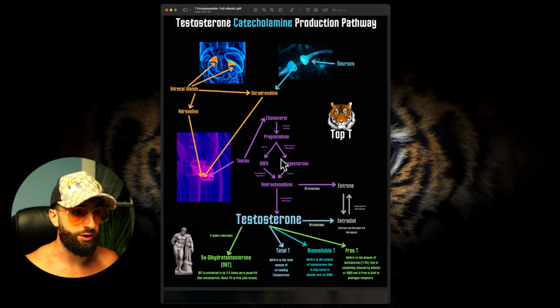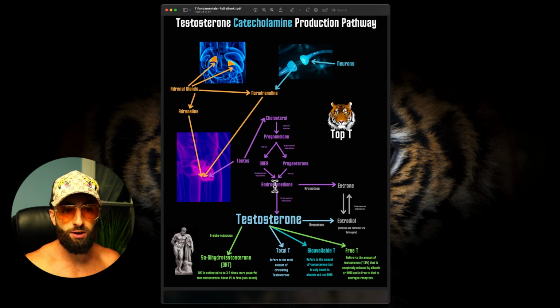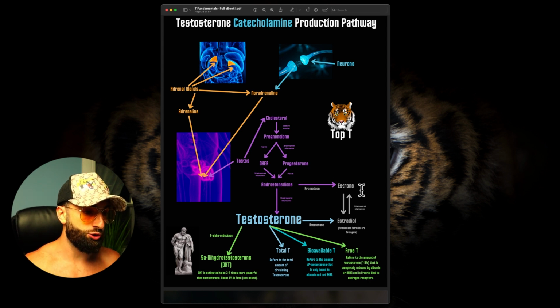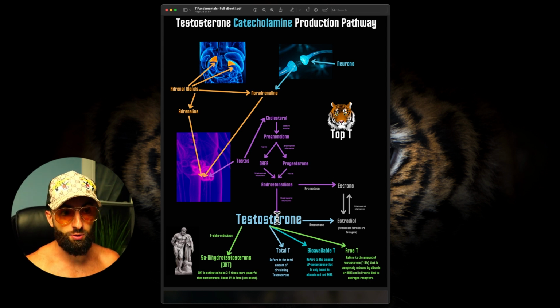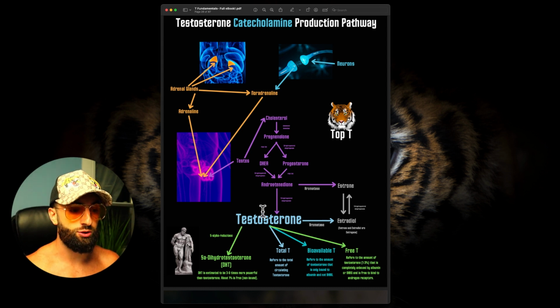the same things take place, right? Cholesterol to pregnenolone to DHEA and progesterone, where progesterone still goes back to the adrenal glands and can be produced into cortisol, and both the DHEA and progesterone also get converted into androstenedione, which then can get converted into either estrone or testosterone. And then testosterone either gets converted through aromatase to estradiol or through 5-alpha reductase to DHT.